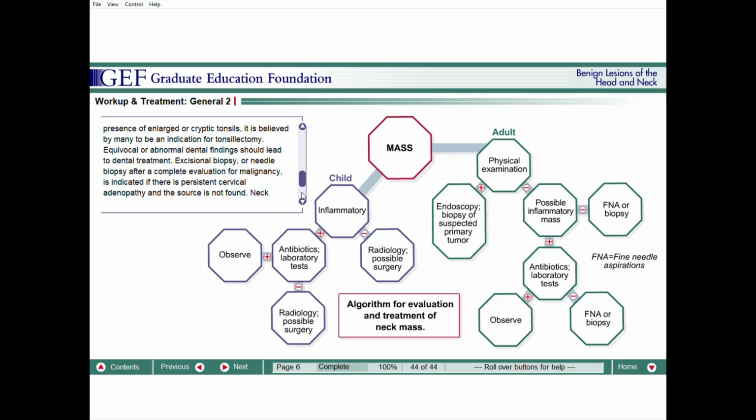Excisional biopsy or needle biopsy after a complete evaluation for malignancy is indicated if there is persistent cervical adenopathy and the source is not found. Neck biopsy is the last step in a proper workup. Fine needle aspiration can be used to diagnose carcinoma, but it is usually inadequate to define lymphoma.